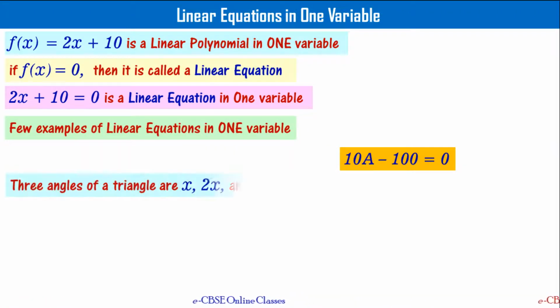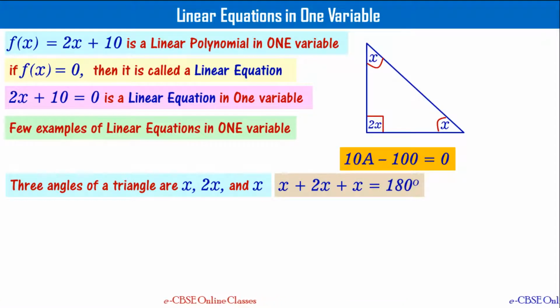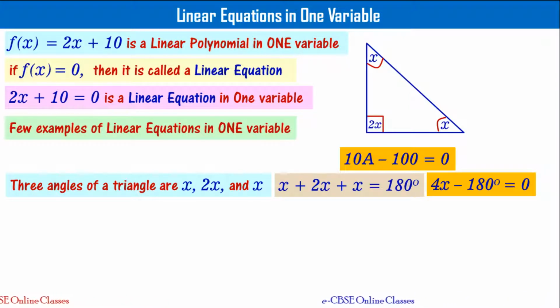Let's take a look at another example. Three angles of a triangle are x, 2x and x. We know that sum of angles of a triangle is 180 degrees. It means that x plus 2x plus x equal to 180 degrees. This can be rearranged and written as 4x minus 180 degrees equal to 0. Since the variable x has power 1, this equation is also a linear equation in one variable. Please take a note of that.